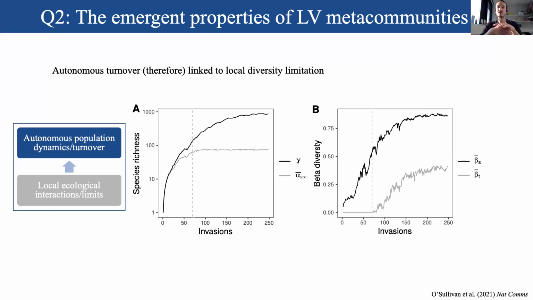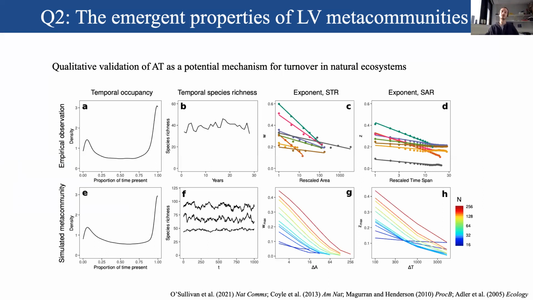Okay, this is numerical evidence. We also have analytic evidence, which demonstrates a link between local ecological limits and the emergence of autonomous turnover. Okay, so then let's compare the temporal signatures of this autonomous turnover to empirical observations. And again, we find qualitative agreements. On the top row here, I'm showing empirical observations, and on the lower row, these are outcomes from analysis of the simulations.